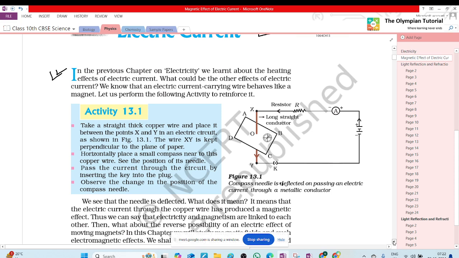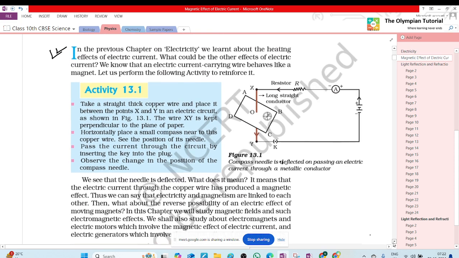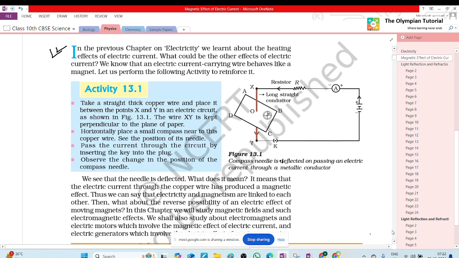Yes, ma'am. Start from here. In the previous chapter on electricity, we learnt about the heating effects of electric current. What could be the other effects of electric current? We know that an electric current carrying wire behaves like a magnet. Let us perform the following activity to reinforce it.